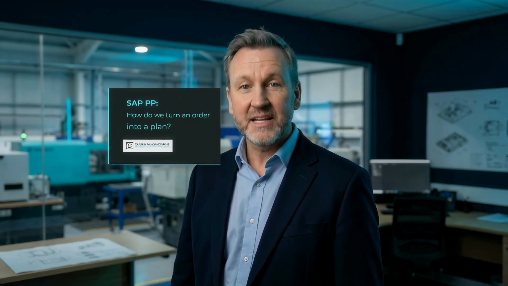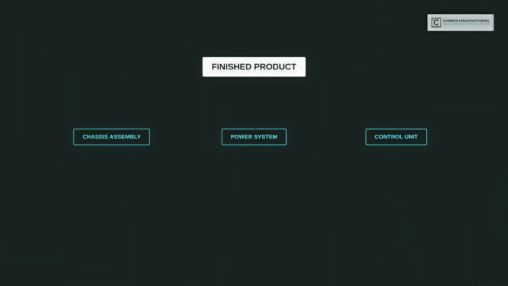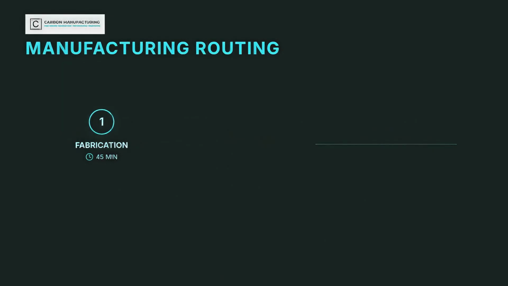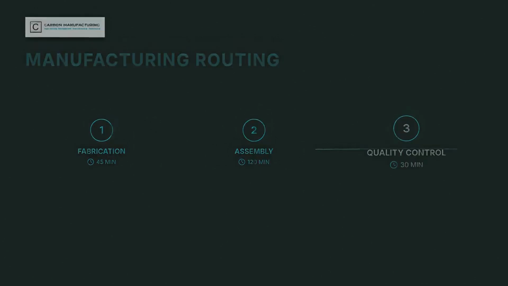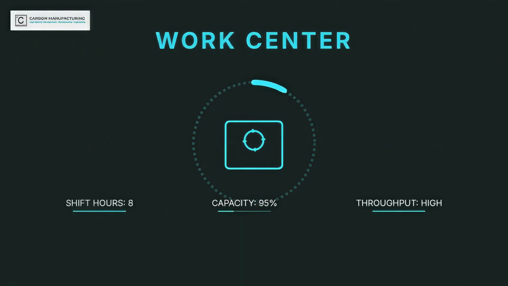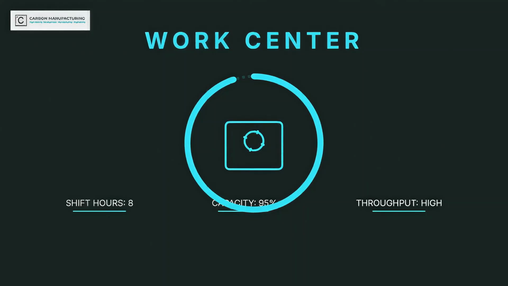So let's talk about SAP Production Planning, SAP PP, and why it matters. At its core, PP answers one question. How do we turn a customer order into a production plan? It does this through 3 building blocks. First, the bill of materials, your BOM, the complete list of every part and subassembly needed to build your product. Second, the routing, the sequence of operations on the floor, who does what, at which station, in what order, and how long it should take. And third, the work center, the physical location where each operation happens, with defined capacity, hours per shift, shifts per day.